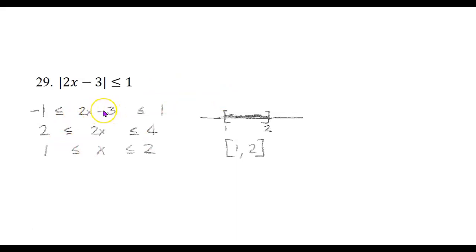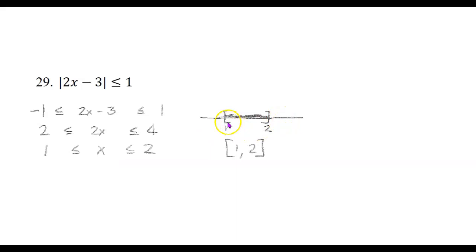So we're trying to get x by itself in the middle, so start by adding plus 3 to all three sides, and we get 2 less than or equal to 2x, less than or equal to 4. Then go from 2x to x by dividing by 2 on all three sides, and we get 1 is less than or equal to x is less than or equal to 2. So x ends up being between 1 and 2. Could be equal to 1, could be equal to 2, could be any of the numbers in between, like 1 point something.